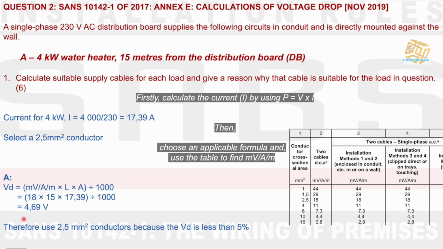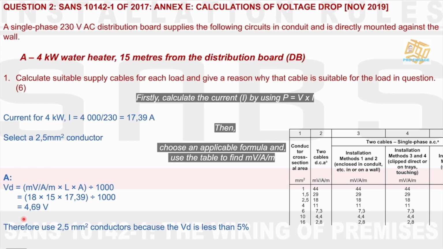Circuit A, according to 2.1. Calculate the suitable supply cables for each load and give a reason why the cable is suitable for the load in question. Current for circuit A, 4 kilowatt, I equals 4000 divided by 230. I get an answer of 17.39. I select the cable 2.5 millimeter squared conductor. Because I found 17 amps, I would say it's so close to 20 amps that I start with a cable size of 2.5, because that would be able to handle 20 amps.